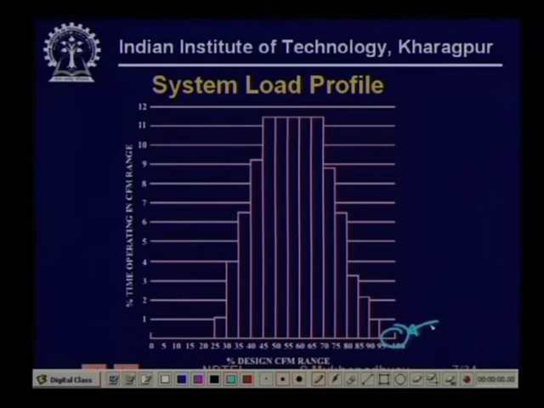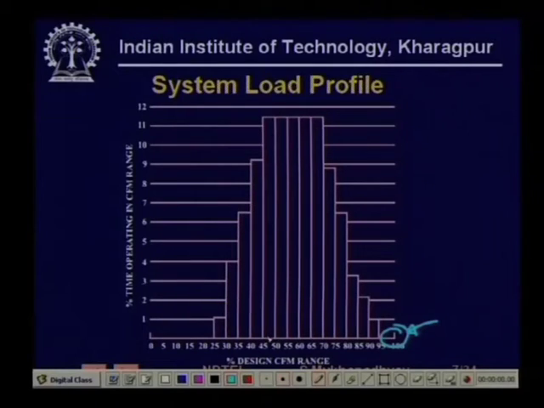So, since we must have kept some amount of safety margin, probably maximum flow hardly ever occurs, maybe it does not occur at all, or maybe occurs for a very small time. So, most of the time the flow is actually between, you see, about 45 to 70%. So, maximum time the flow stays within 45 to 70% of the design flow range.